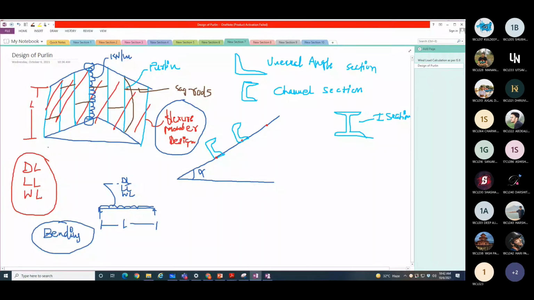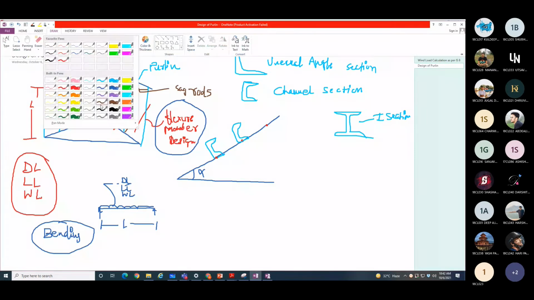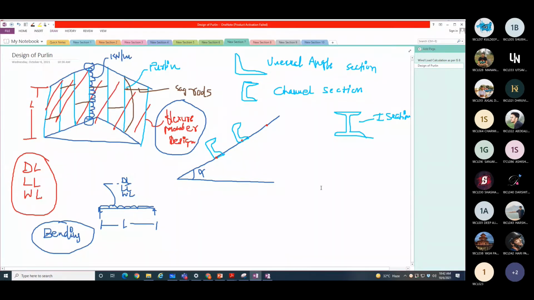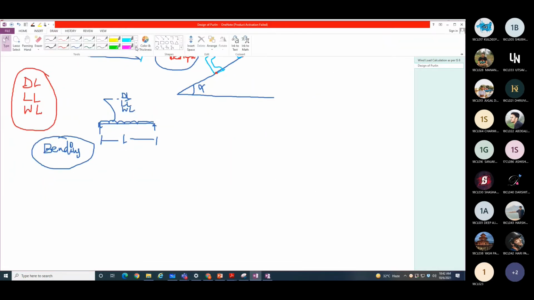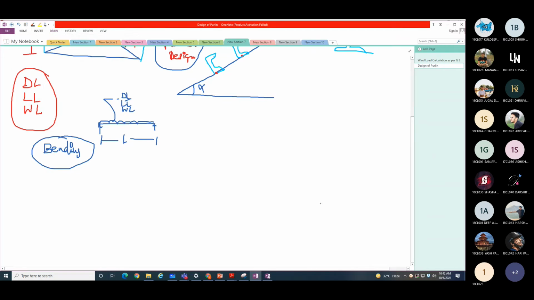Now, as I discussed, in the design of purlin you are required to consider dead load, live load, and wind load. So this dead load, live load, and wind load will act on the purlin. Now, how the forces are to be considered for the purlin, that we are going to see. So this is your purlin. Drawing the channel section for easy purposes.